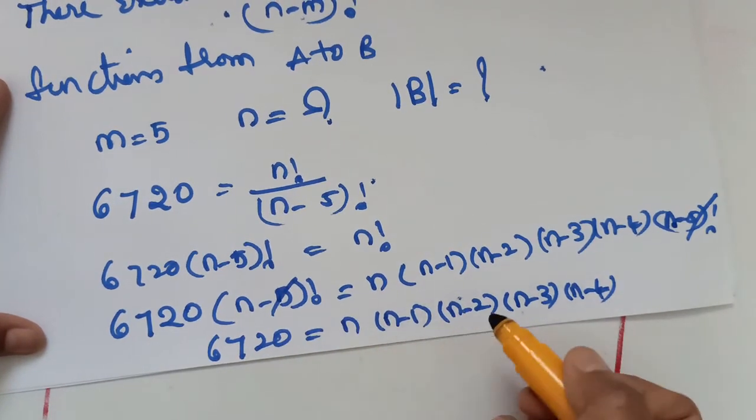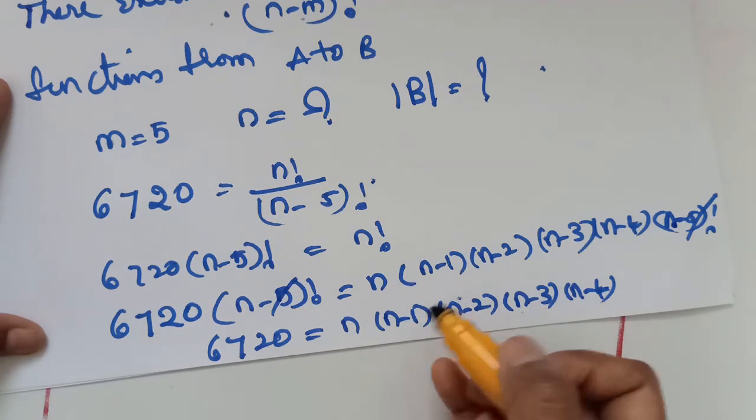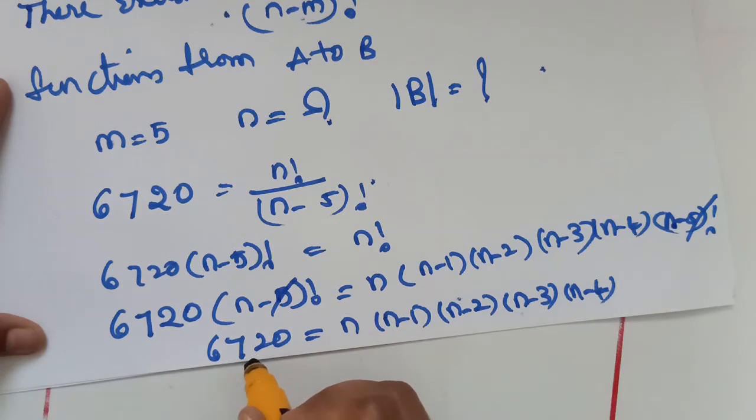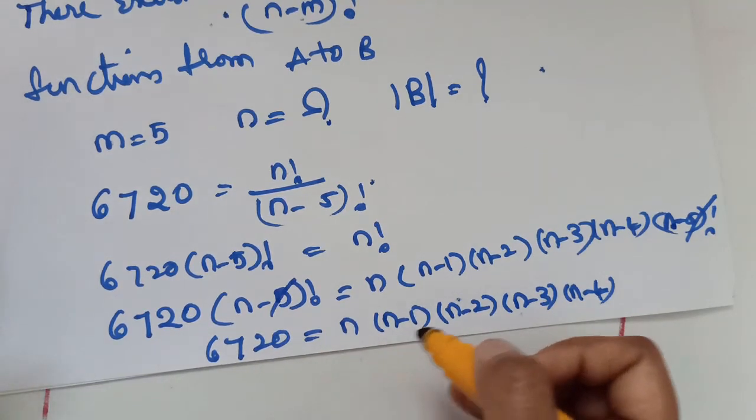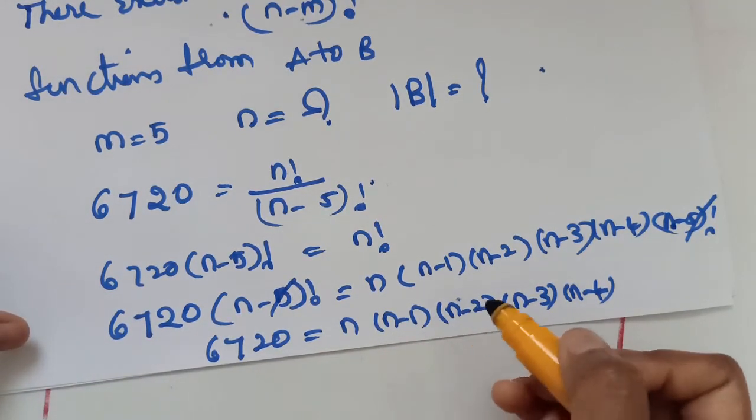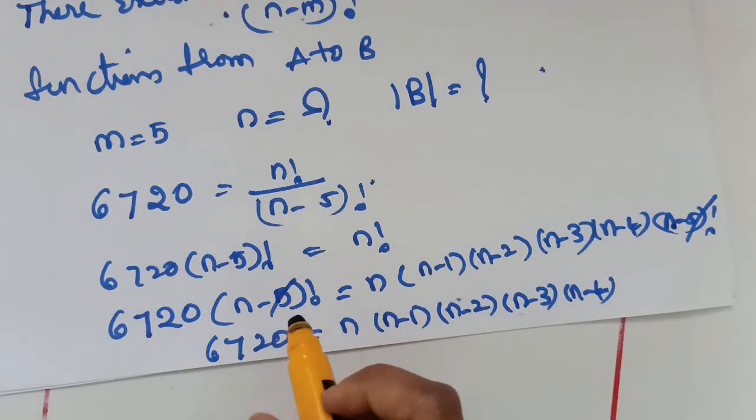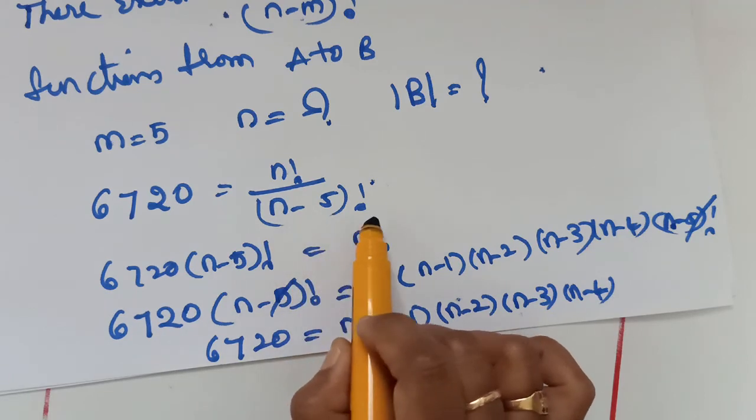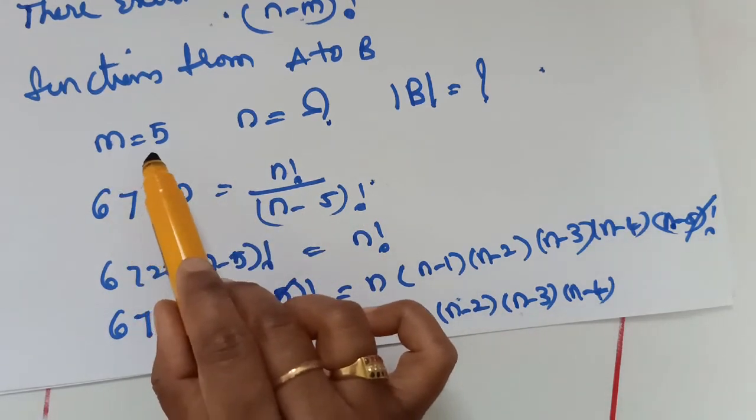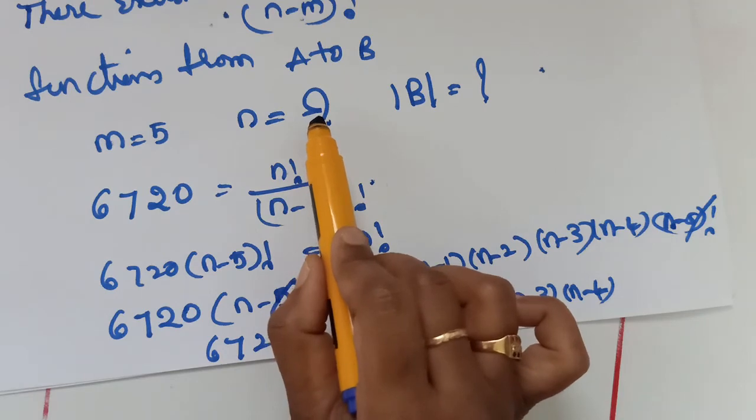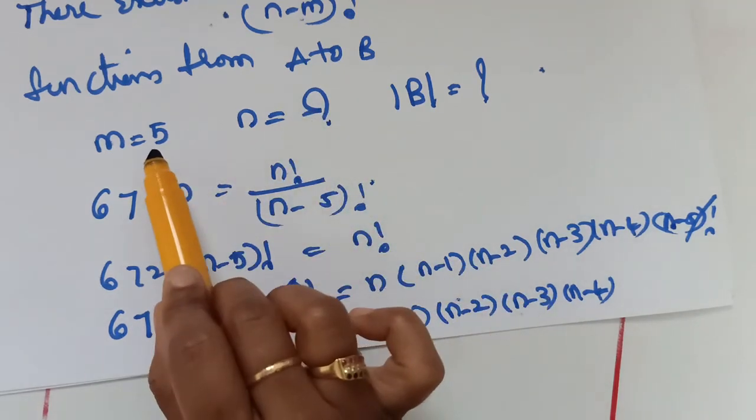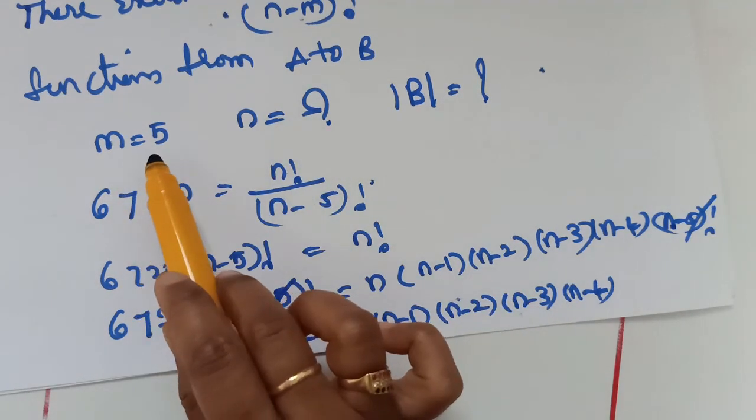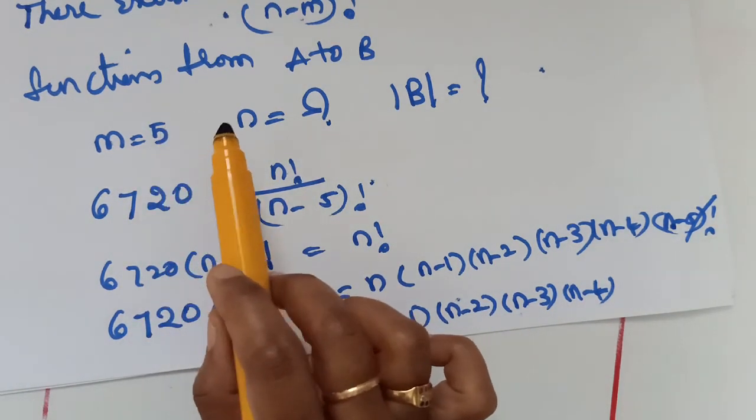No. Substitute n equal to 2. Is that value equal to 6720? No. Substitute n equal to 3, 4, 5, 6. Obviously, here it cannot be 1, 2, 3, 4, 5 because n should be greater than m. N value must be greater than m. Then only one-to-one functions exist.